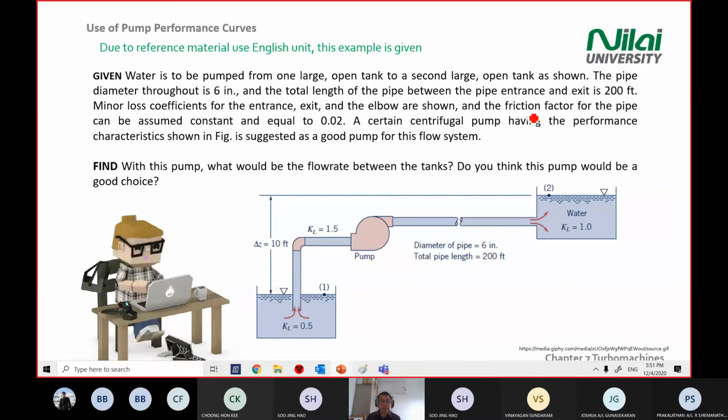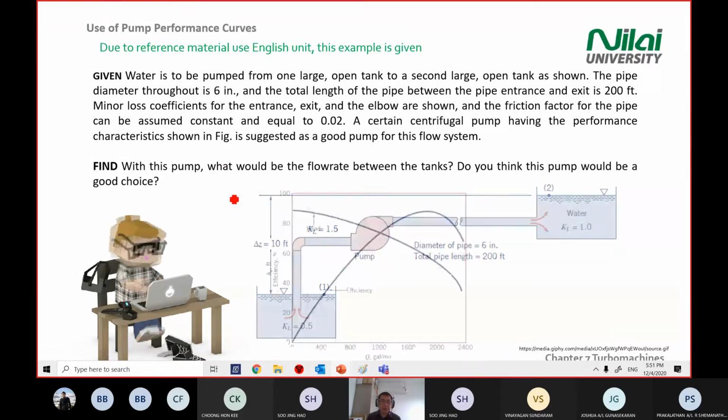What else? Friction factor is 0.02, which is your f. A certain centrifugal pump having the performance characteristic shown in the figure. So with this pump, what would be the flow rate between the tank? We need to find the Q. And what is the choice from the diagram?